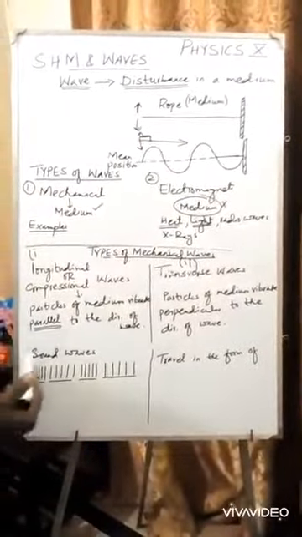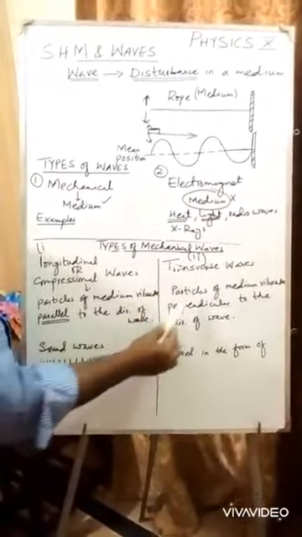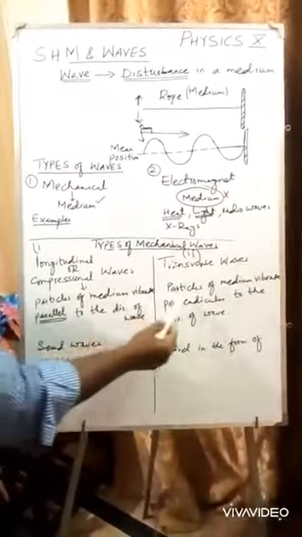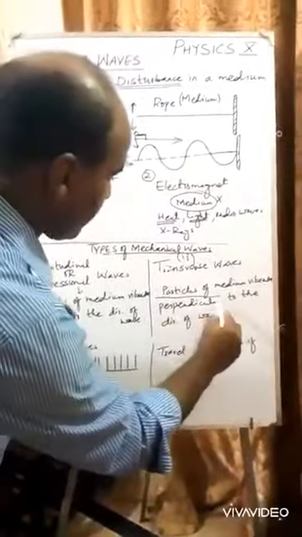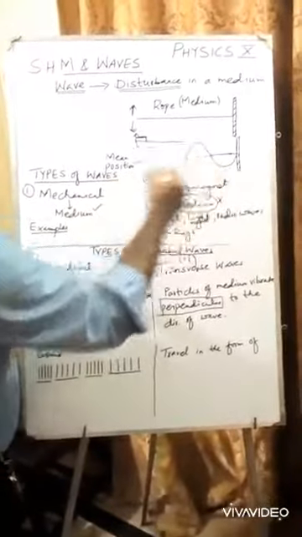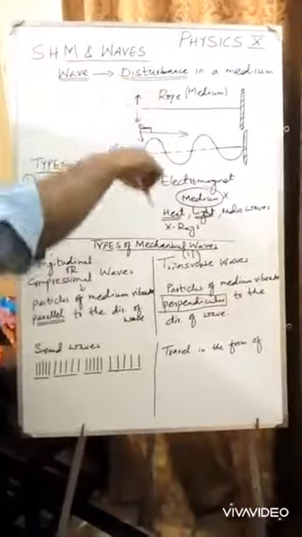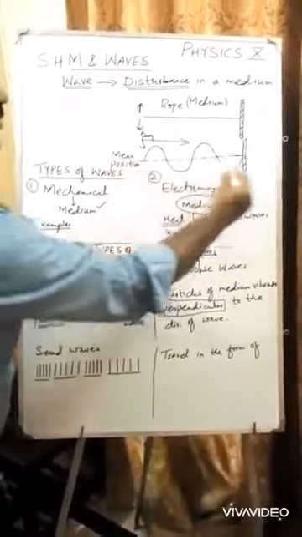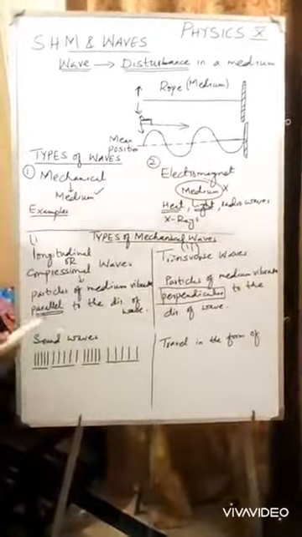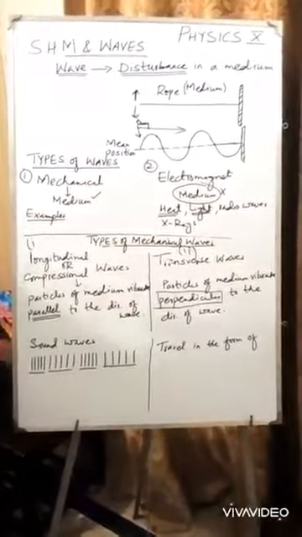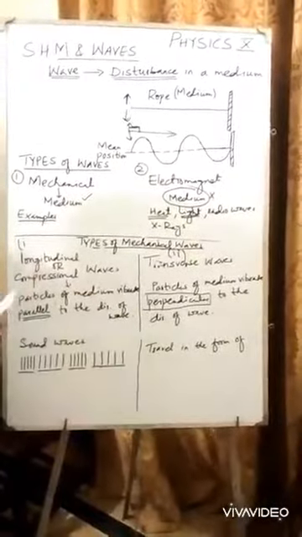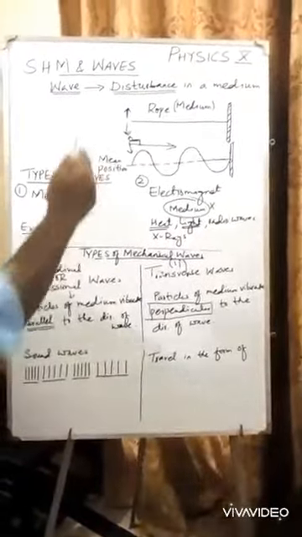So we may say that in transverse waves, particles of the medium vibrate perpendicular to the direction of the wave. These are the particles of the medium. The wave is moving like this, and particles will vibrate upward and downward. The wave is moving forward, so particles of the medium vibrate perpendicular to the direction of the wave. Examples of transverse waves are waves produced on a water surface and waves produced in a rope, etc.